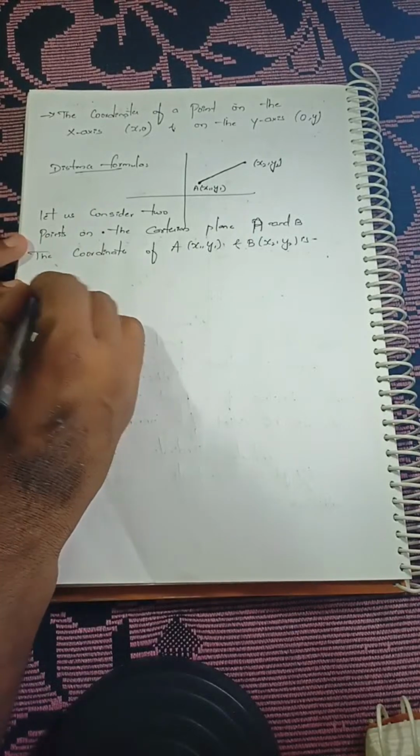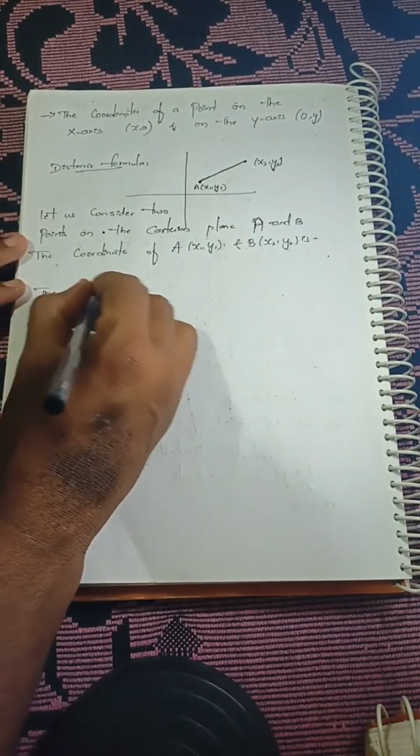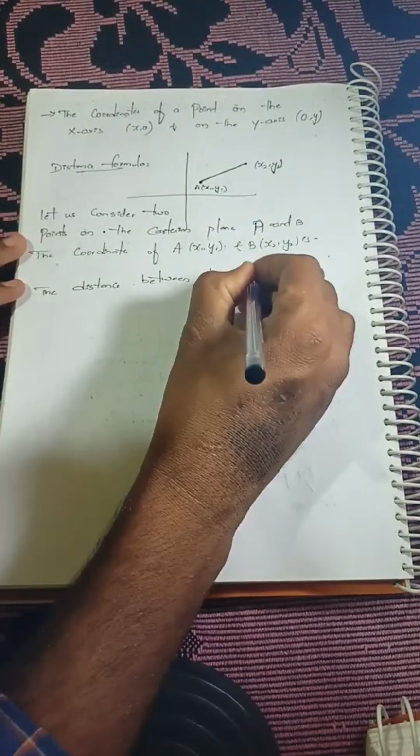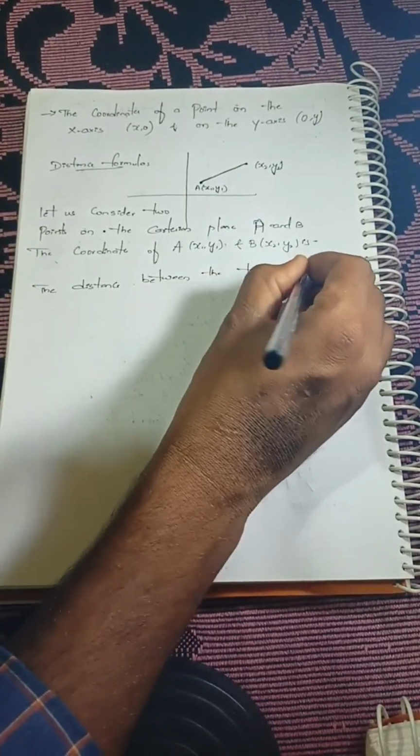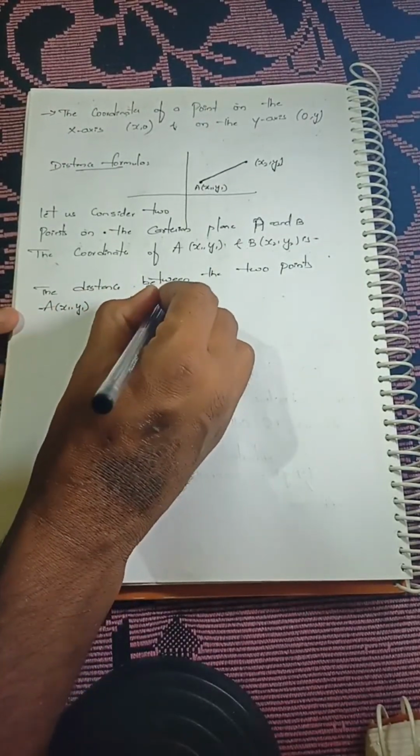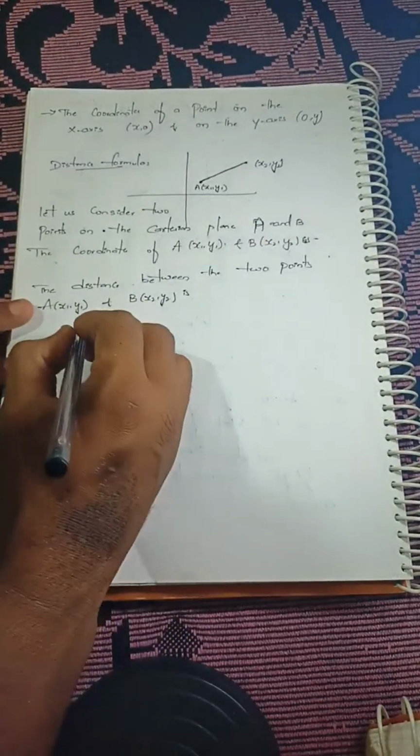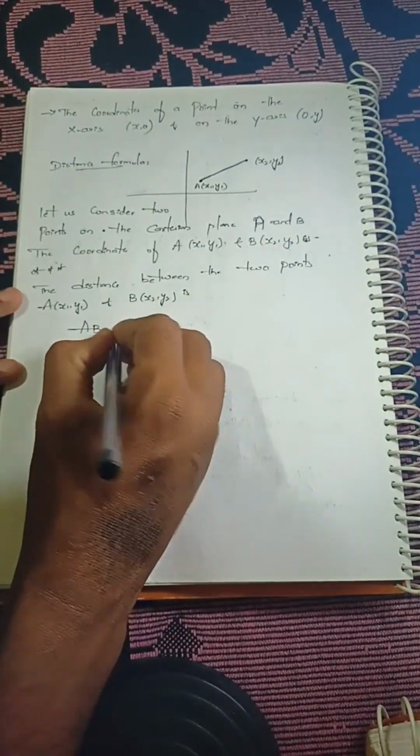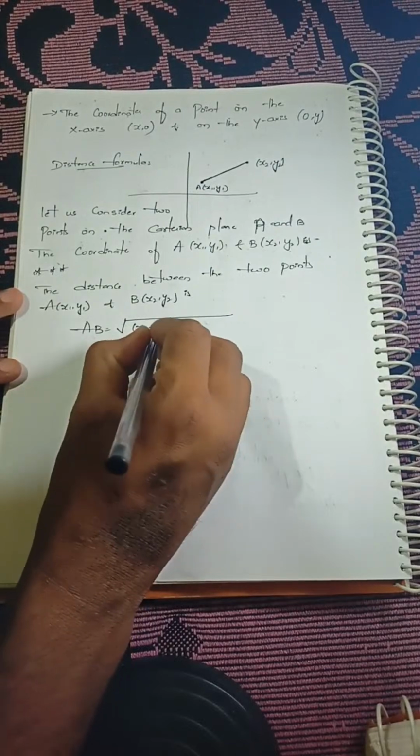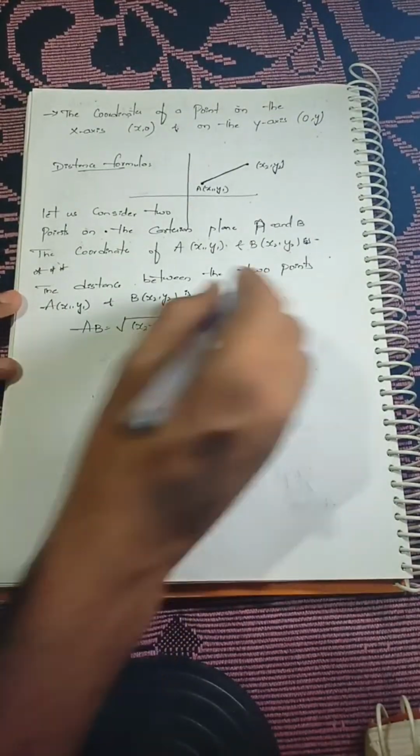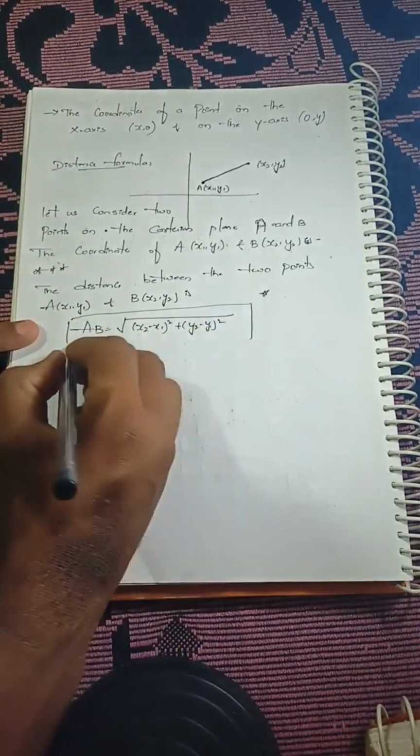Now we are writing the main formula which is important. The distance between the two points, A point x1 comma y1 and B point x2 comma y2, is AB equal to, please keep the star mark compulsory, very important formula. AB is equal to under root of x2 minus x1 whole square plus y2 minus y1 whole square. This is a very important formula which we are going to use in all the problems included in this coordinate geometry.